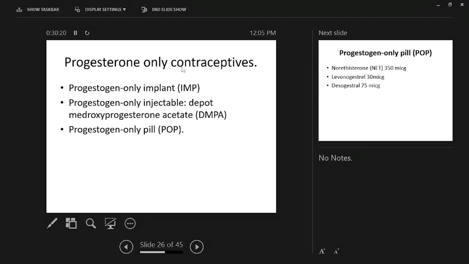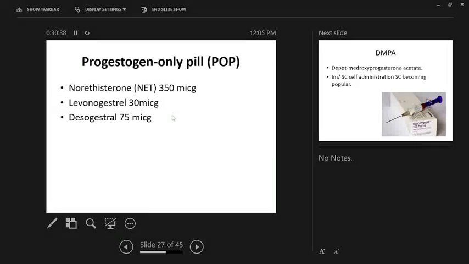Therefore, the next kind of contraception is progesterone only contraception. It consists of several: the implant, the progesterone only injectable, which we call depot, and progesterone only pills. The progesterone only pills are norethisterone, levonorgestrel, and desogestrel. It's usually not available in Sri Lanka as far as my knowledge goes. I don't think it is available, but for your knowledge, I just put it there.